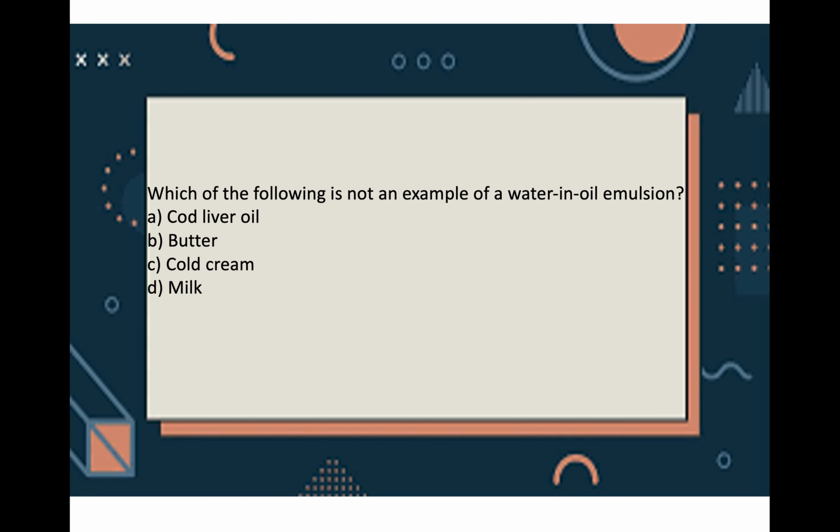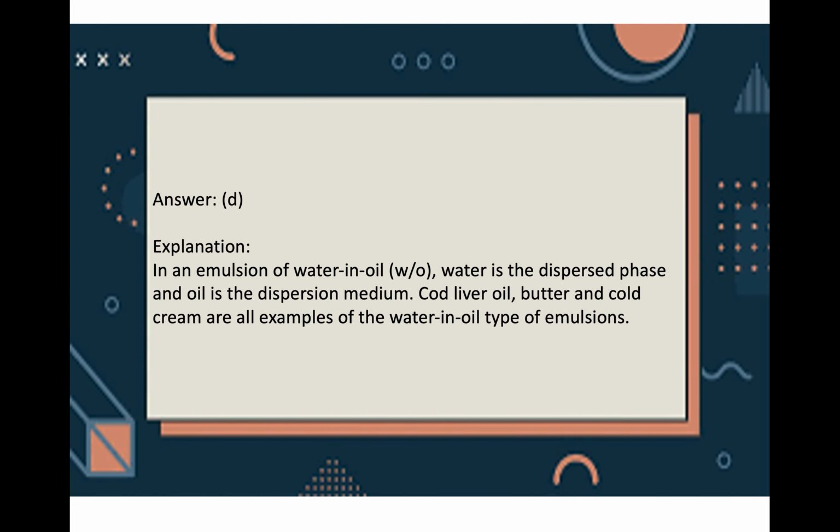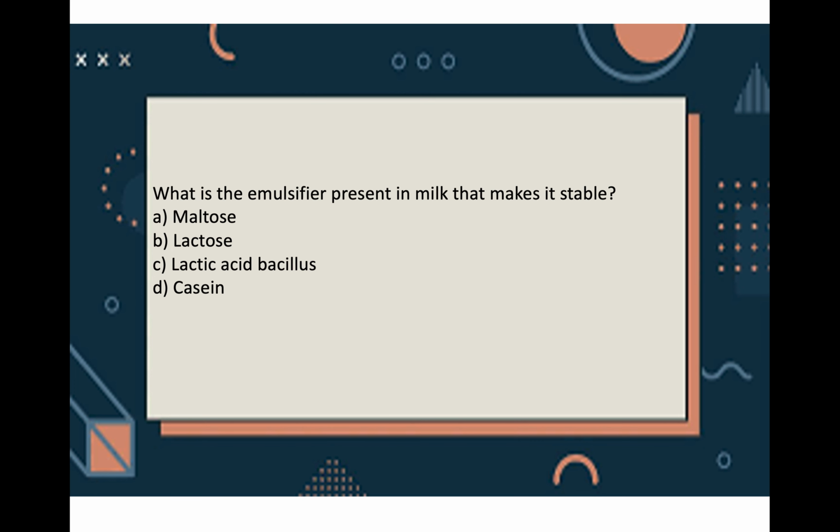Now, next one, which is not an example of a water in oil emulsion? Cod liver oil, butter, cold cream, and milk. So, milk is an emulsion of oil in water, where water is the dispersion medium and oil is the dispersed phase. Cod liver oil, butter, and cold cream are all examples of water in oil type of emulsions. Now, what is the emulsifier present in milk which makes it stable?